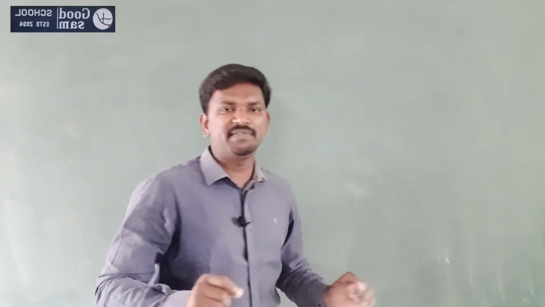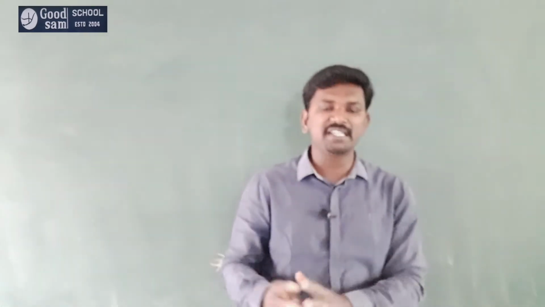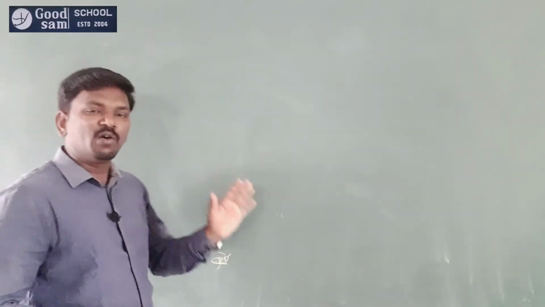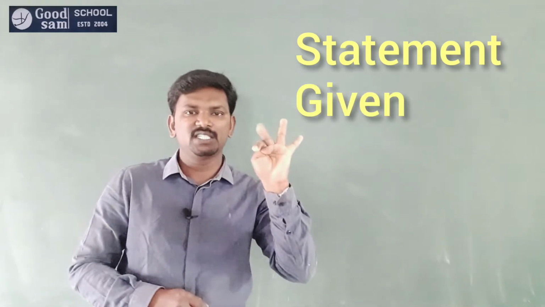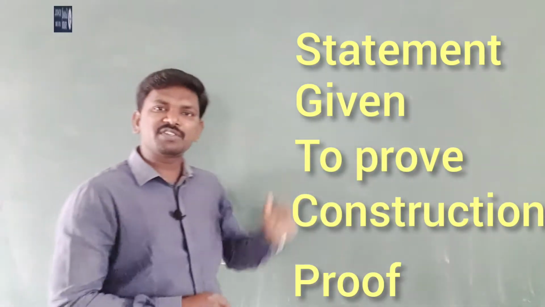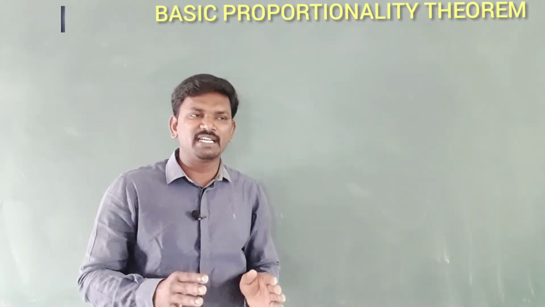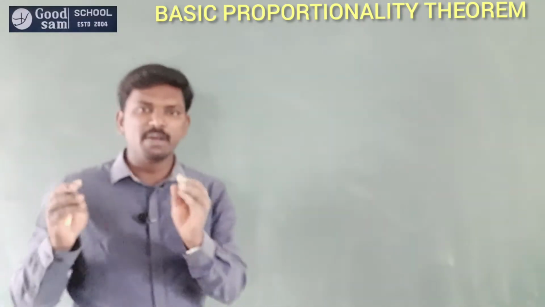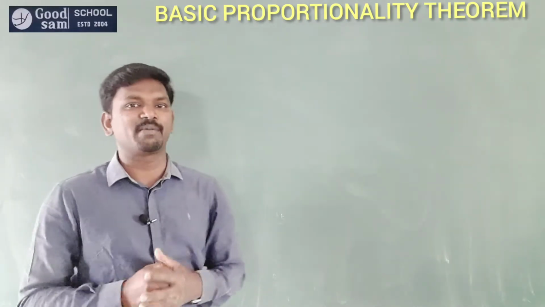Hello students, in this video I am going to explain how to understand the concept of the basic proportionality theorem. We know a theorem has 5 steps: statement, given, to prove, construction and proof. For this theorem, the statement is: a straight line drawn parallel to one side of a triangle will divide the other two sides in the same ratio. We have to memorize and understand this statement and keep it in our mind.